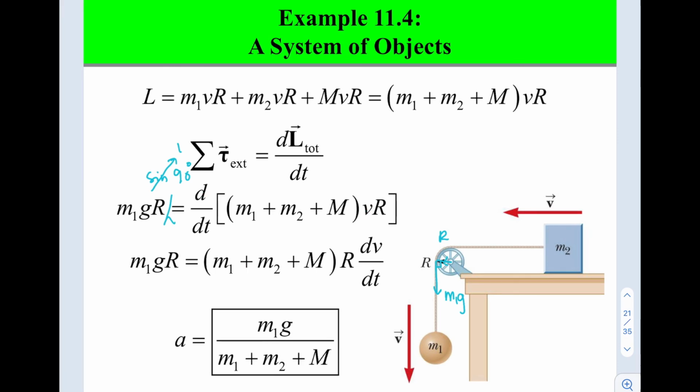So we can have here dv, the one that is changing is v. This is a constant, all of these are constant. So we are going to have m1 plus m2 plus capital M, r dv over dt. The r here can be cancelled out, so we are left with dv over dt, which is actually acceleration. So the acceleration is equivalent to m1 g over m1 plus m2 plus capital M.